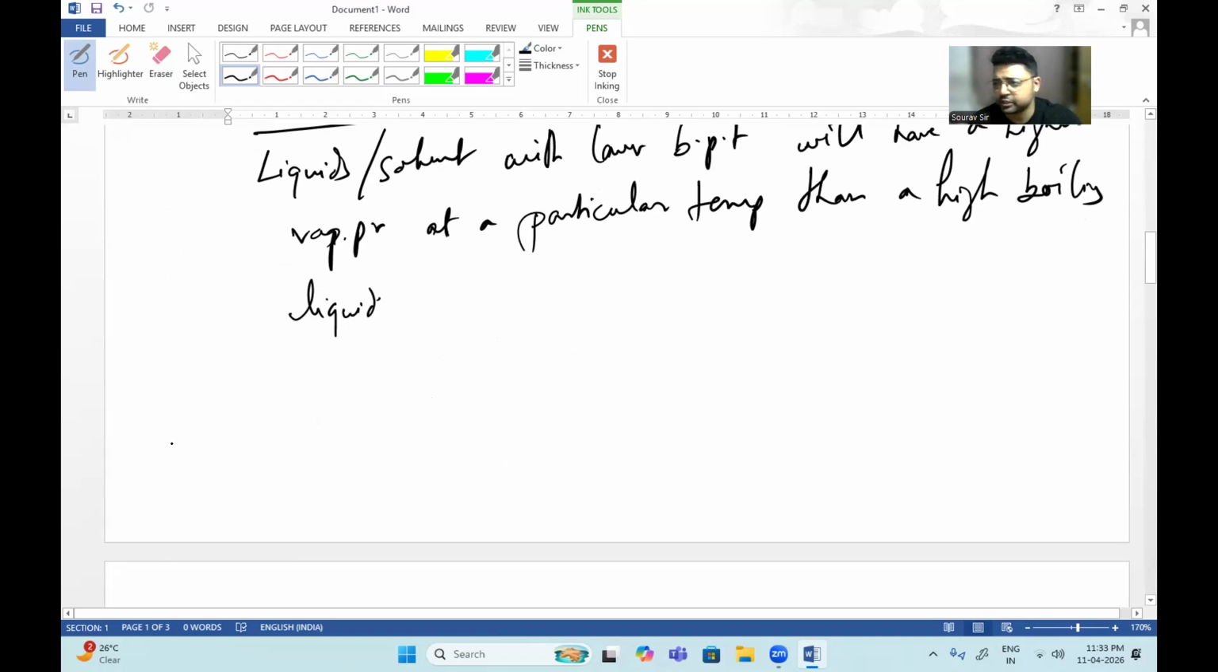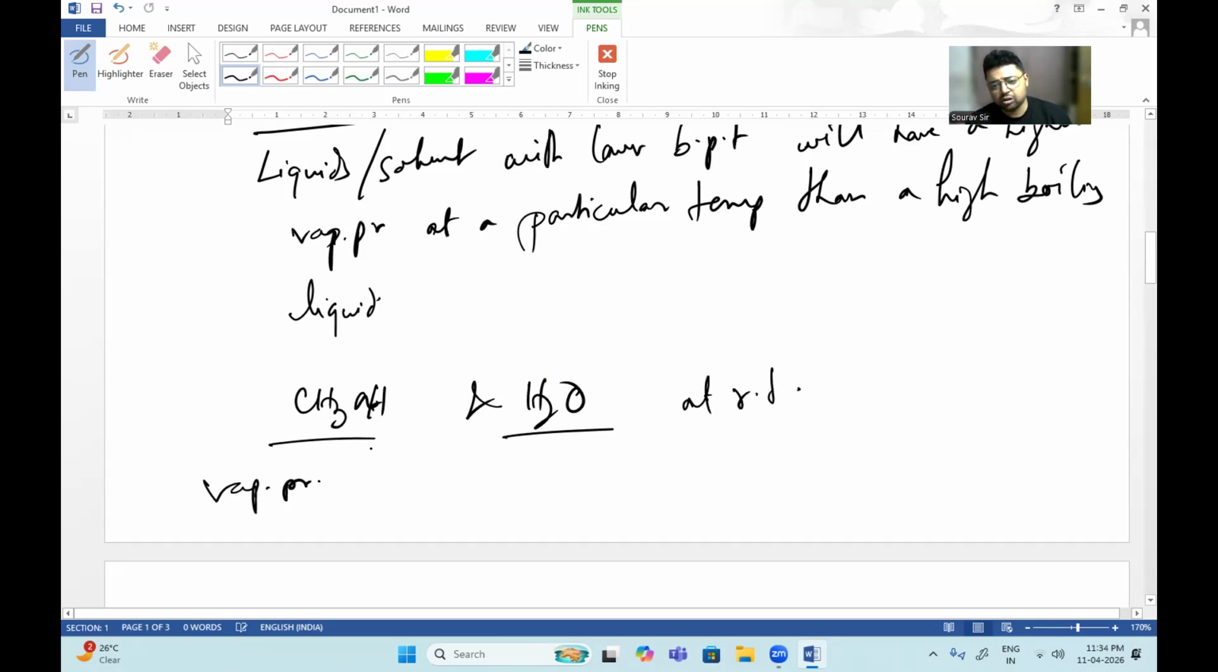From here, what type of question can you expect? One type of question that you can expect is a comparison of methanol and water. Between methanol and water, we know that methanol is an alcohol. It has a lower boiling point than water. So at room temperature, the vapor pressure of methanol will be higher than that of water, because methanol is a lower boiling liquid and water is a higher boiling liquid.